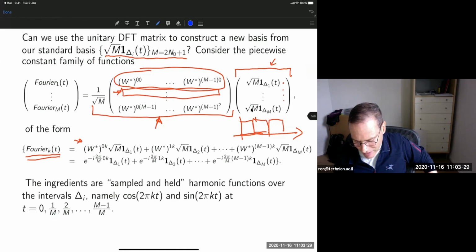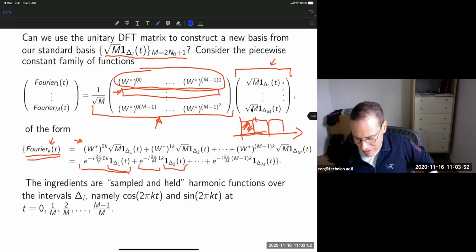If I'm looking at the kth Fourier coefficient, it would look like that. It would be the first coefficient multiplying the first of the standard basis, then I have the second one multiplied by that, et cetera, et cetera. And this is how they would look.